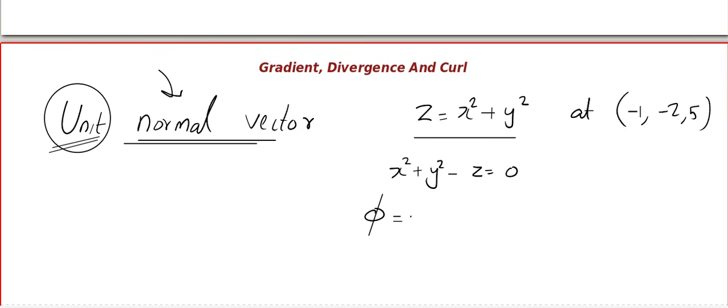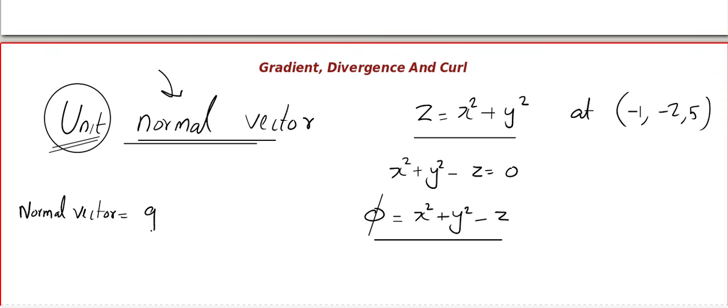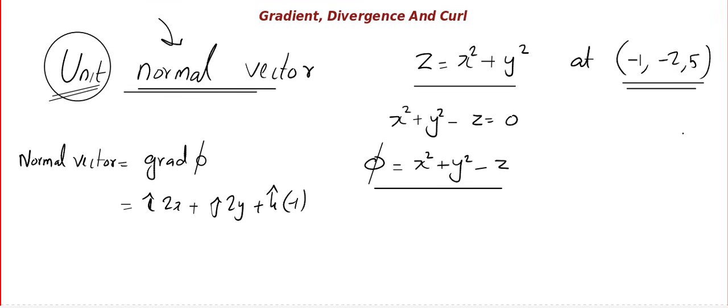So that my scalar generating function, or the surface generating function, becomes this. Now I'm going to find the normal vector. What's a normal vector? Of course, the gradient, which is del phi, the partial derivative with respect to x i, etc. So that will be i times 2x plus j times 2y plus k times -1. And now we are going to find the normal at the particular point (-1, -2, 5).